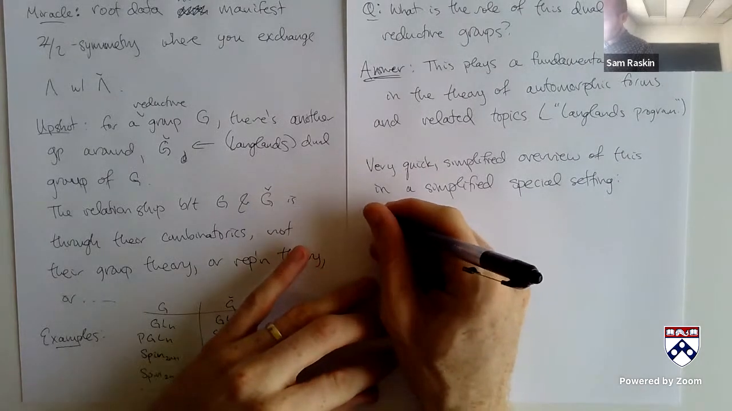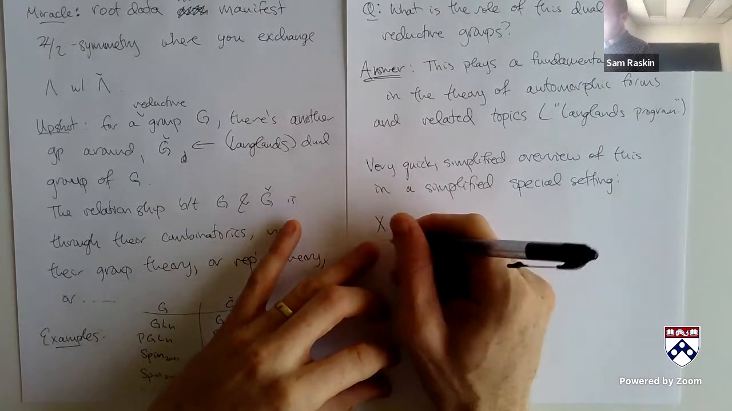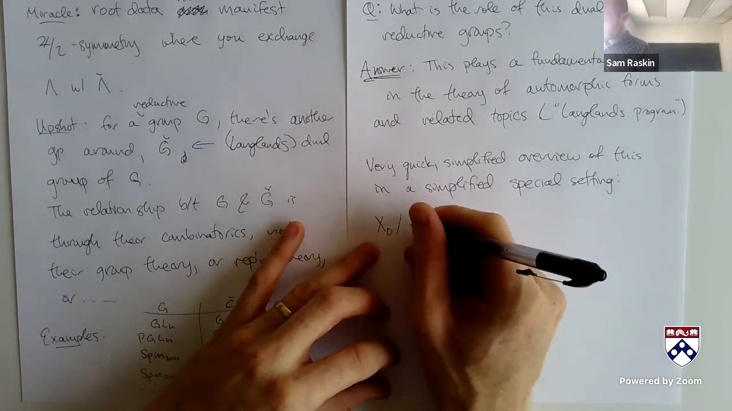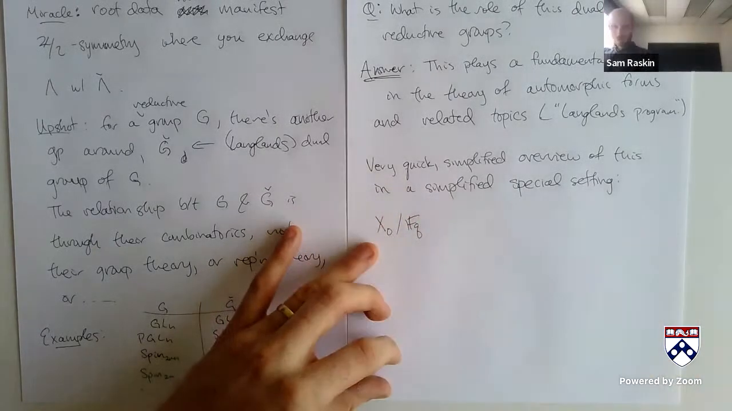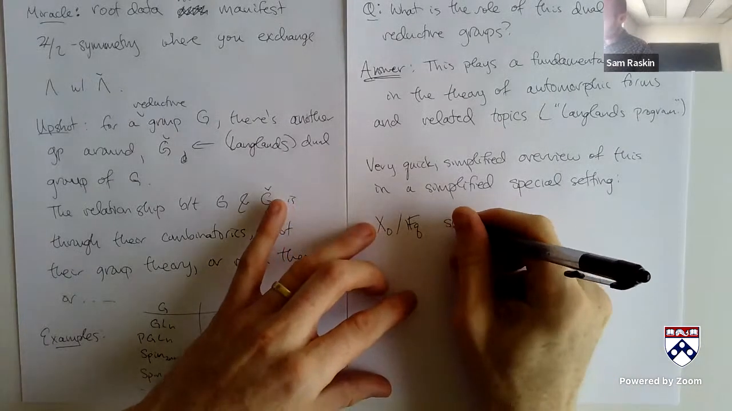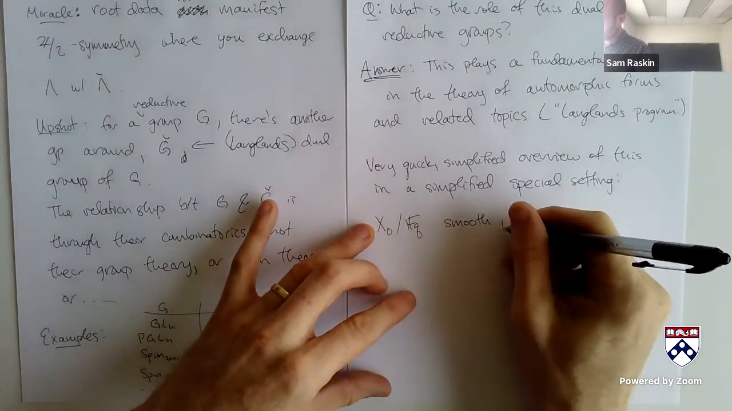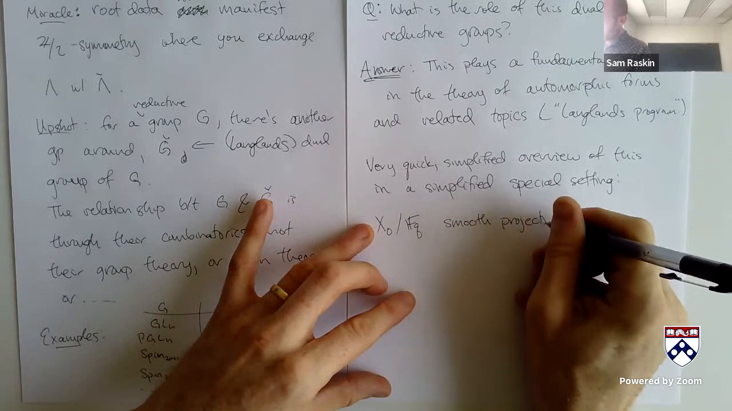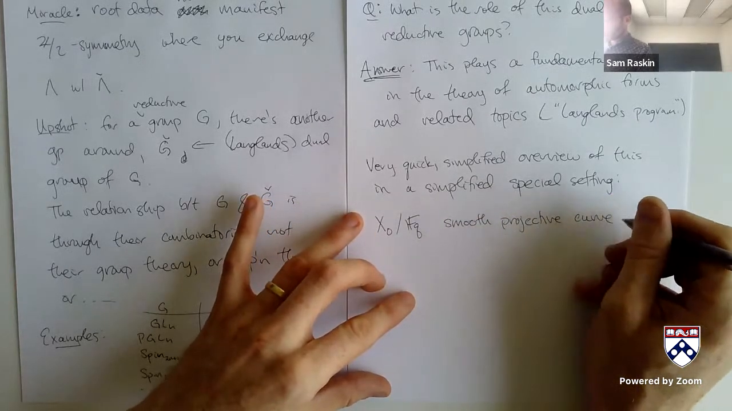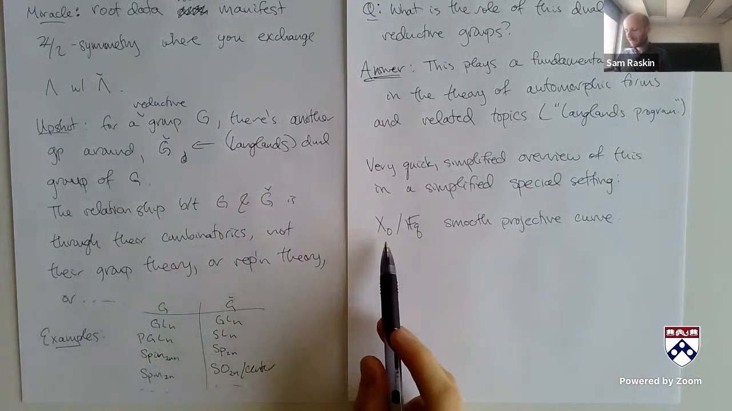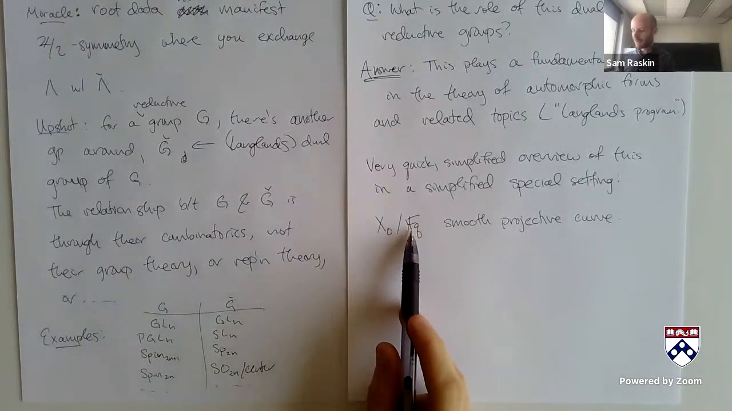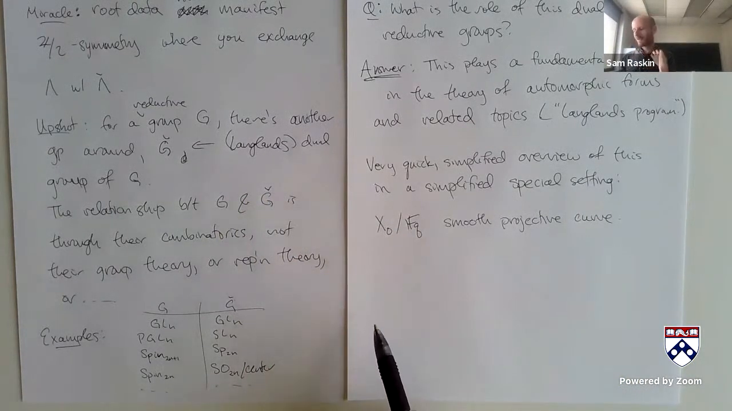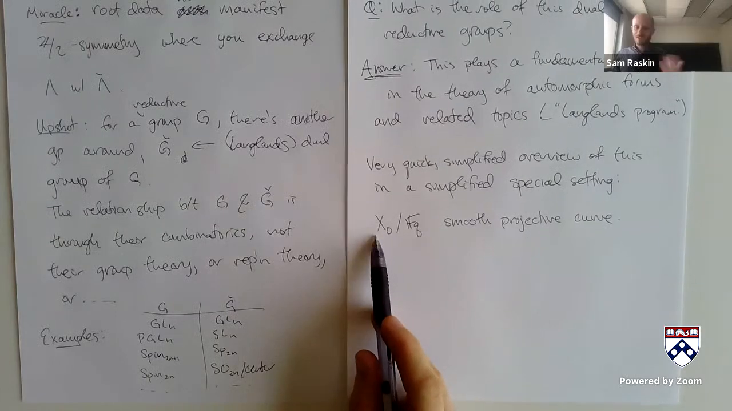So I'm going to take some curve, I usually call it X naught, defined over a finite field F_q. So this is a smooth projective curve. If you're not used to these things, F_q is a finite field with q elements, and this is just something that looks like a curve.